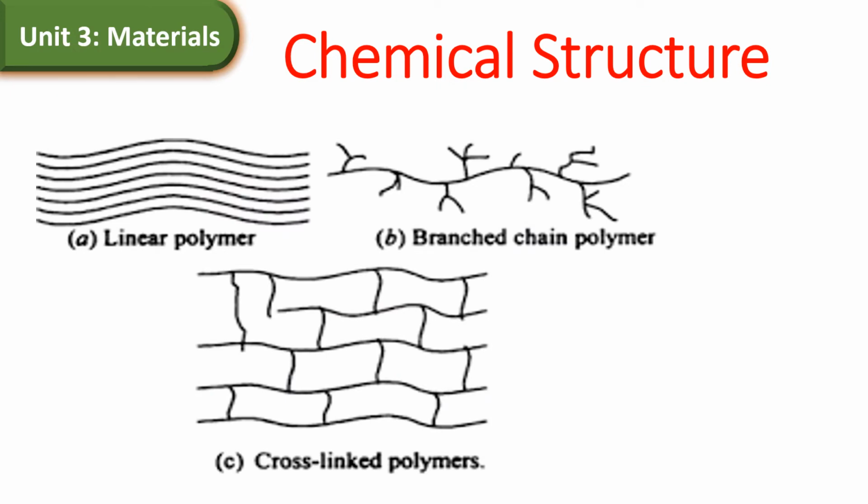And finally, we have your third classification of polymer, which is according to its chemical structure. There are three kinds of chemical structure under your polymer. Number one is your linear. Number two is your branch chain, and cross link. I will be discussing these one by one.